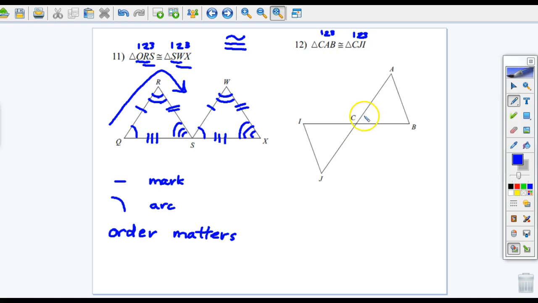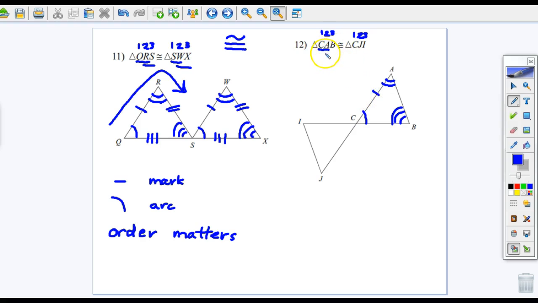We're talking about the angle that is inside the triangle. So it's inside of CAB, so it has to be this angle here. That's going to be angle 1. Angle A is going to be my second, and angle B is going to have 3 marks. Okay? So the line segment CA is going to have 1 mark.